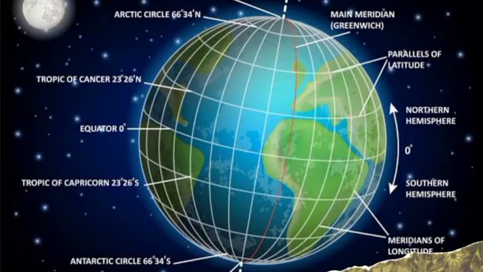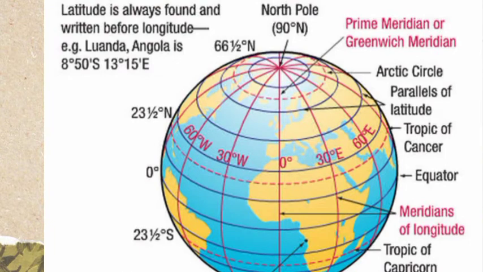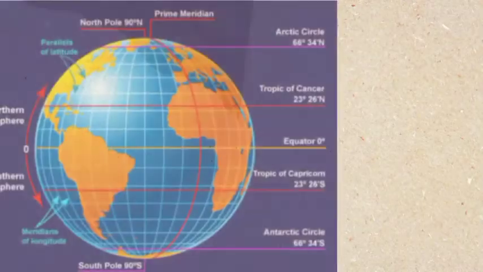Lines of longitude are known as meridians, and the prime meridian divides the earth into two hemispheres, the eastern and western hemisphere. The important lines of longitude are longitude 0 degree, which is the prime meridian, longitude 180 degrees east, longitude 180 degrees west, and longitude 180 degrees.